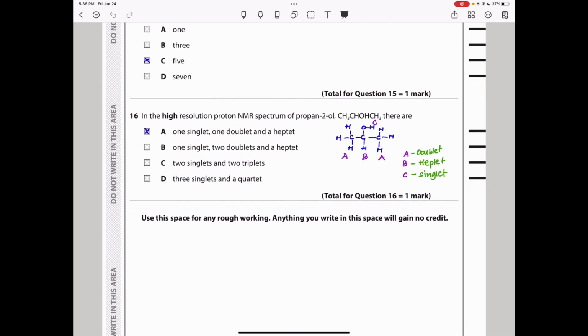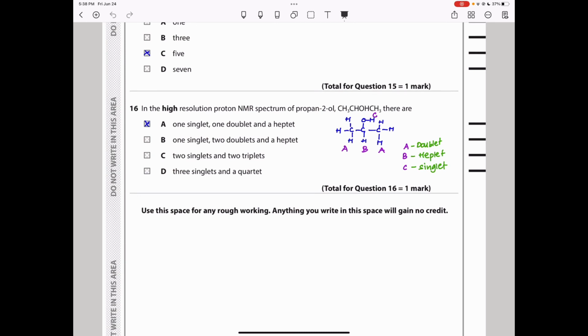Then the next part says, in a high-resolution proton NMR spectrum of propan-2-ol, they've given you the structure. We need to draw the structure. They're asking you whether they are singlets, doublets, or heptets, and so on. So when I draw this structure, I realize that this environment is actually identical to that environment. So in this one environment, we have 6 hydrogens, meaning if you use the n+1 rule, which I'm going to talk about, the splitting pattern, but let's just see.